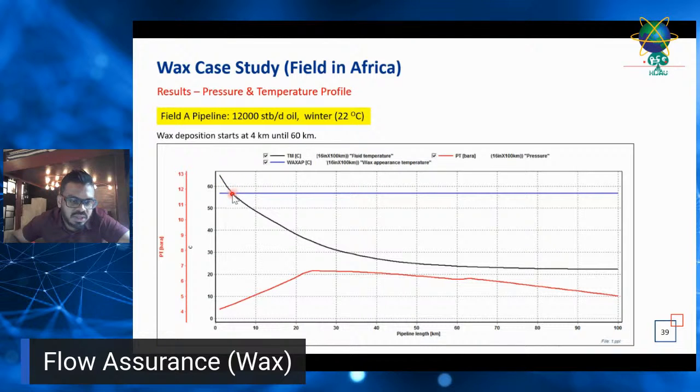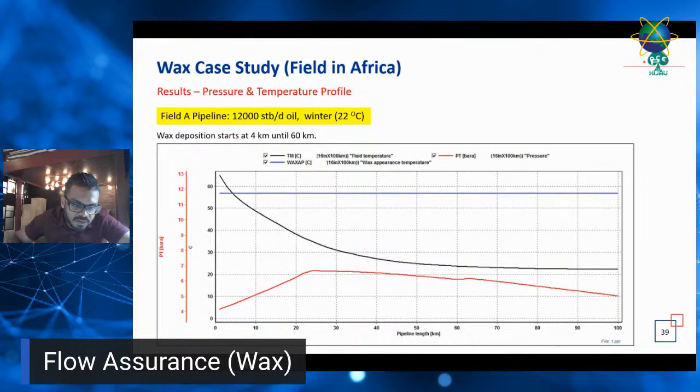So the fluid has already reached WAT. After which, since we have a big temperature difference between the bulk fluid and the ambient, the magnitude of the deposition will be high, because dT over dr is big, the temperature gradient is large.